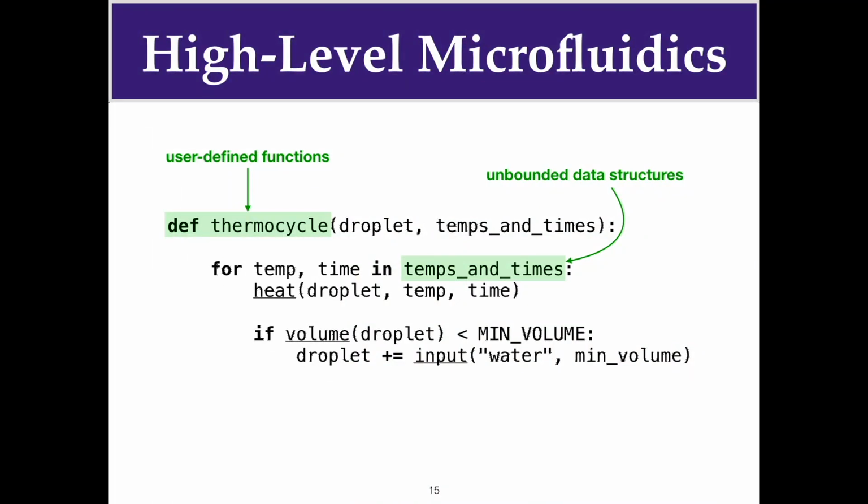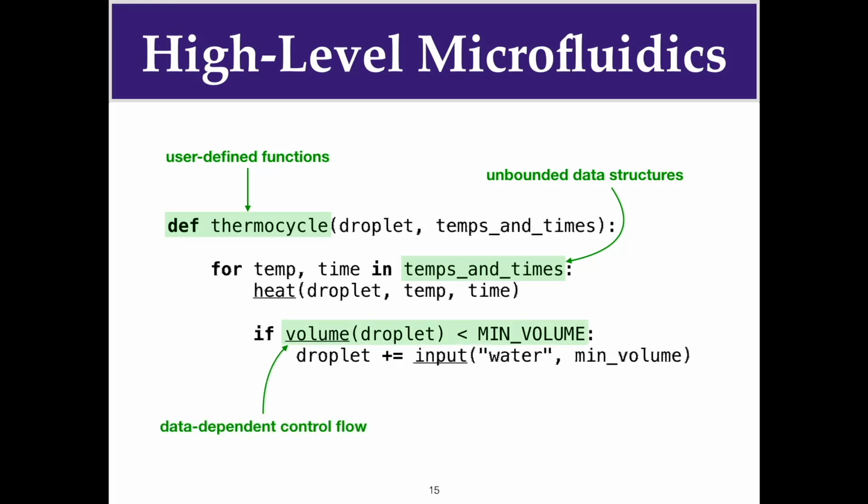So here we're defining a thermocycle function, and thermocycling basically means you repeatedly heat something up. So you take in the thing you're going to heat up, the droplet, and a list of the temperatures and times that you're going to heat it up to. So what do we do? Well, you loop over that list. That's something that you couldn't do before. And then the underlined call to heat here is an API call. So this is actually dispatching into the Puddle runtime that routes the droplet to the heater and executes the heat.